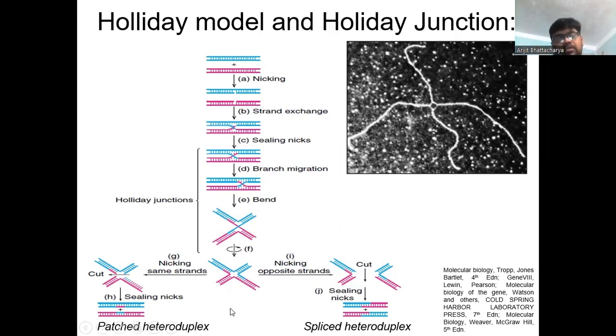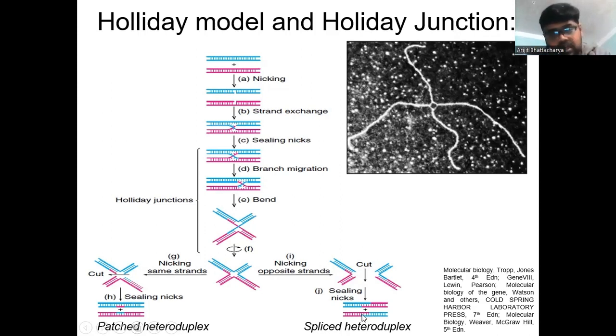Now you can nick this DNA horizontally or vertically. There is some endonuclease that would come, and that can nick this DNA either horizontally or vertically. And what is the outcome? If it nicks it horizontally, then this blue DNA will come out with this small pink stretch, and this pink DNA will come out with this small blue stretch. We call it patched heteroduplex.